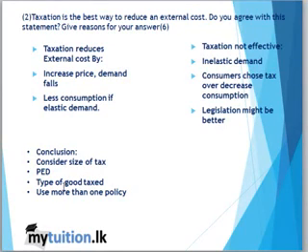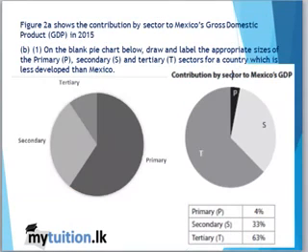So you should consider the good that is being taxed, and probably the best solution is using more than one policy to tackle the problem. Next, figure 2 shows the contribution by sector to Mexico's GDP. On the blank chart, draw and label the appropriate sizes. So they have told primary is only 4%, secondary is 3%, and tertiary is 63%. So primary, secondary, and tertiary.